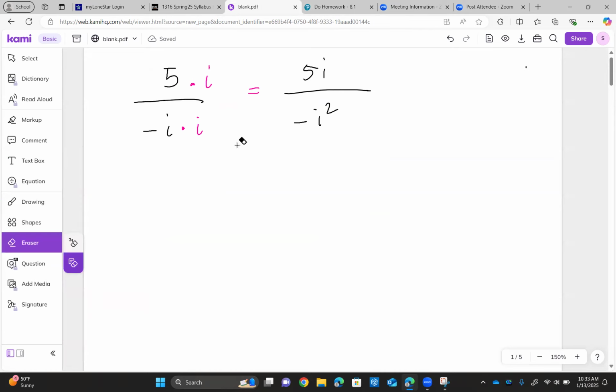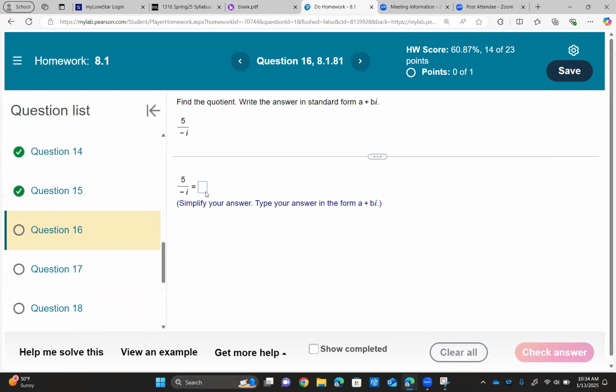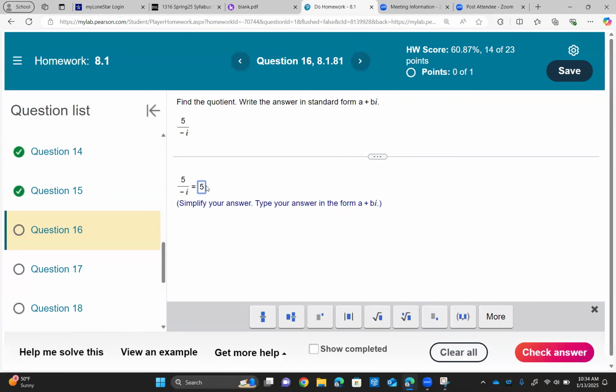But remember, we're not allowed to keep i squared with us. i squared will always change with a -1. That's what i squared means. i squared is always equal to -1. Numerator stays, and on the denominator, 2 negatives will change it to plus. And then when we divide 5 by 1, my expected answer will be just 5i for this question. And then this is how we're going to handle question 16 on the board.